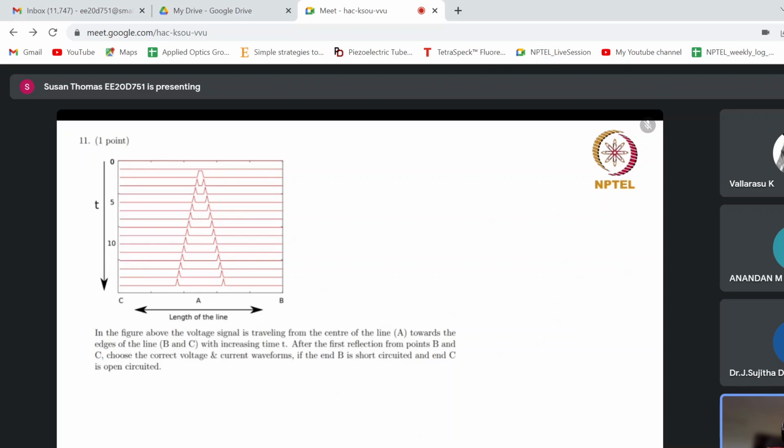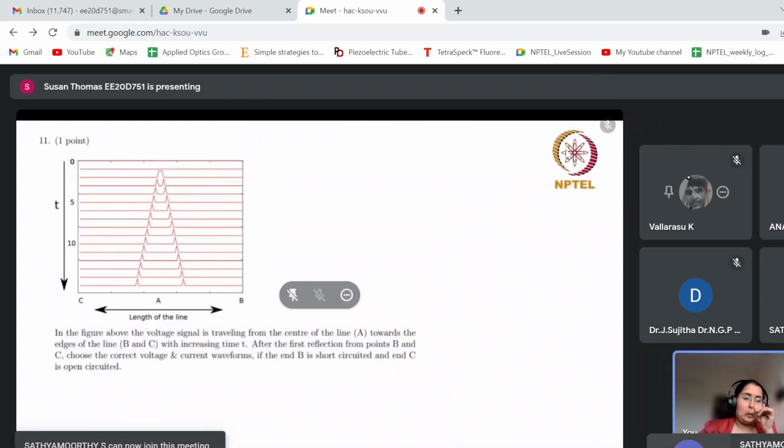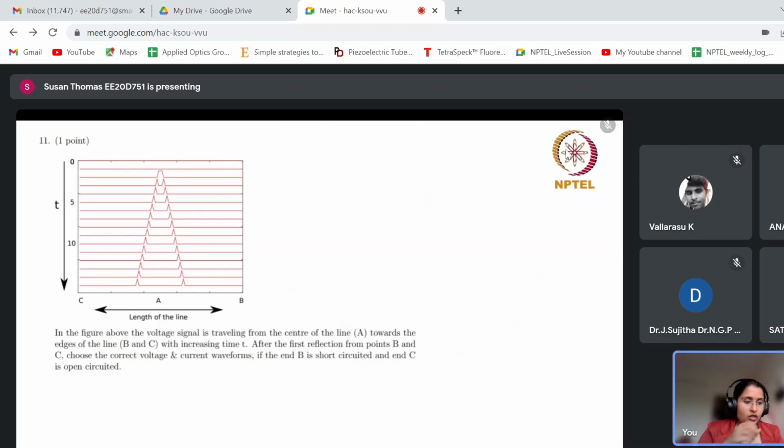Okay, so let's discuss this question. As you can see in the figure above, the voltage signal, please note it down, is traveling from the center of the line A. So this is a transmission line. You see, from here to here you have a transmission line. The center of the transmission line is A.